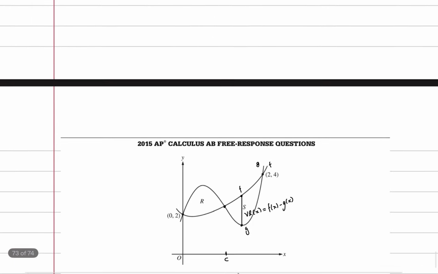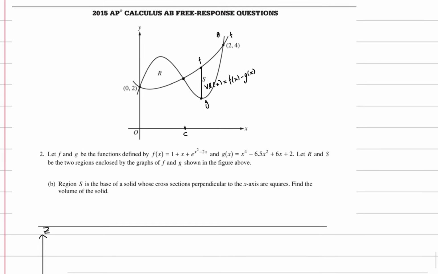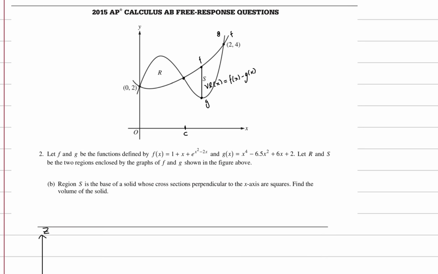So now that we have some experience with some examples, let's do a 2015 AP Calculus BC FRQ. This is a calculator question, so get your calculator ready. Let f and g be the functions defined as follows, right, as it shows. Let R and S be the regions enclosed as shown by the graph.